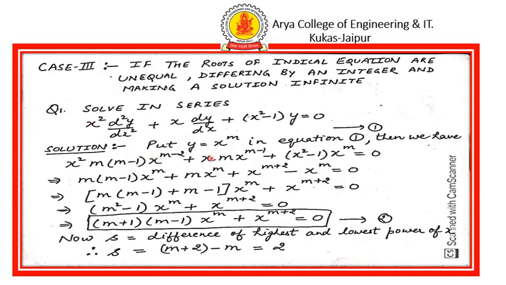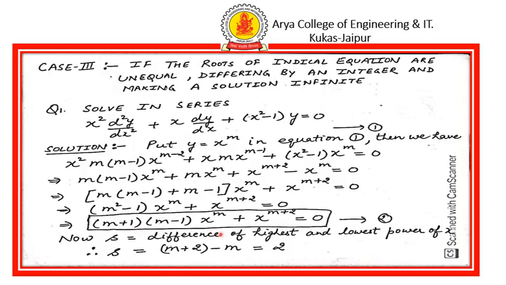First, we put y equals x to the power m in equation 1. Then dy by dx equals m x to the power m minus 1, and d2y by dx square equals m(m minus 1) x to the power m minus 2. Substitute the values of y, dy by dx and d2y by dx square in equation 1. We get this equation, and after solving the equation in ascending powers of x, we get equation number 2.